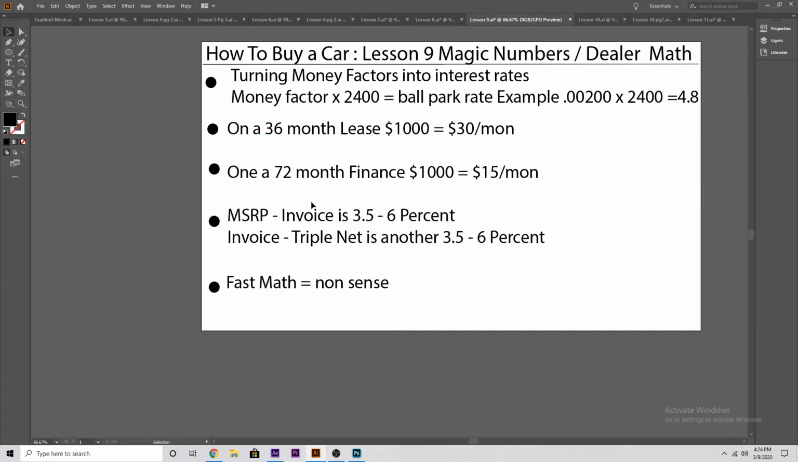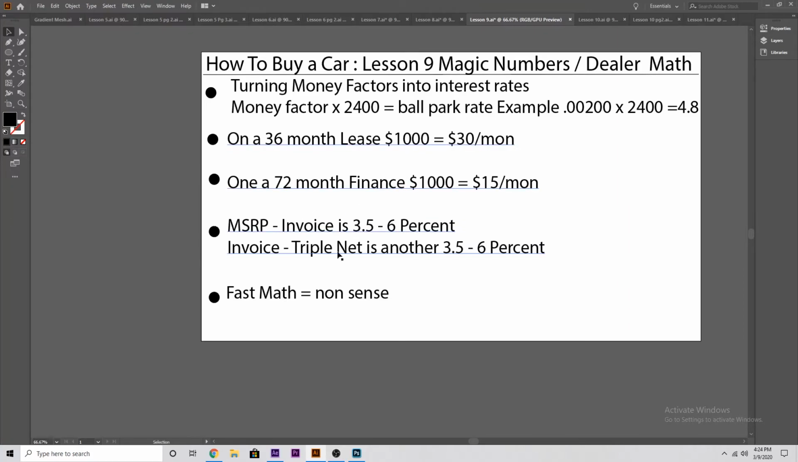Okay, the last thing I want to talk about with magic numbers and dealer math is fast math. It's a term that I've heard at dealerships my whole career, and it literally is just a bad example of how to do business with someone, but it works. Fast math is you doing math in front of a customer very, very quickly. So if you've ever been at a dealership and you felt rushed, or you felt like they didn't explain the numbers very well, they just kind of scribbled them all out in front of you as quickly as they could, they did it on purpose.